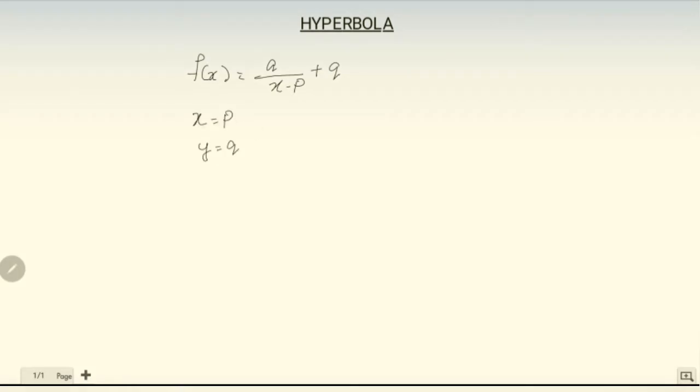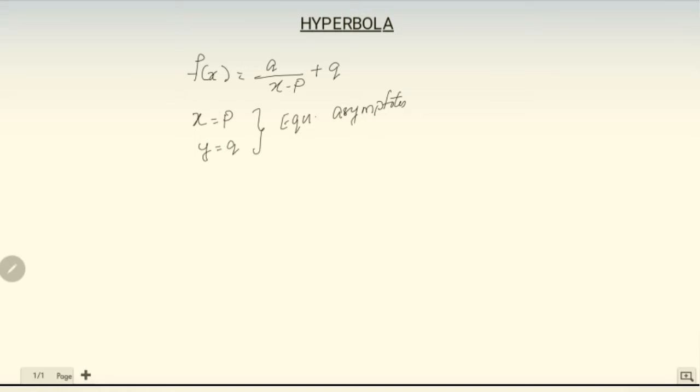x is equal to p is the vertical asymptote and y is equal to q is the horizontal asymptote. So these are the equations of asymptotes. Do you know what we mean by asymptotes? It's a line which the graph never touches, but the graph gets closer and closer to this line, or the undefined condition on that graph. So x is equal to p and y is equal to q. These are the equations of asymptotes. It's a very important one.